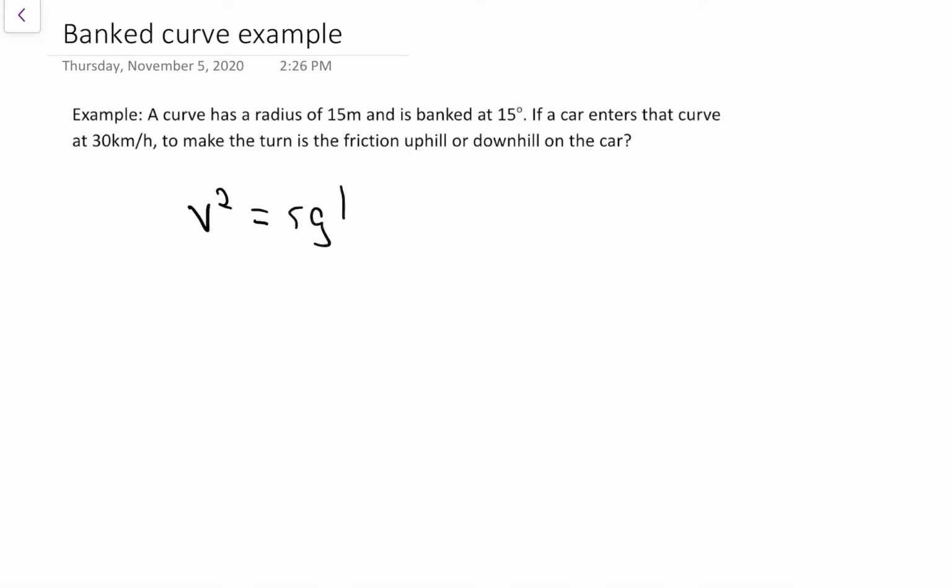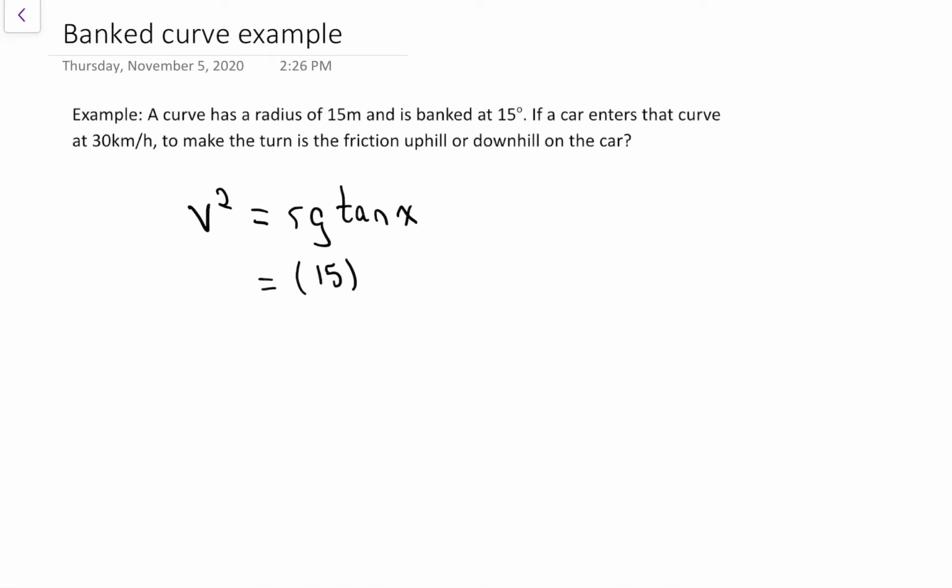We get this v squared equals r g tan x. That's our banked curve equation. It tells you the threshold speed a car could go if there was no friction. To work a banked curve question, we're just going to plug in our given numbers and calculate the speed.